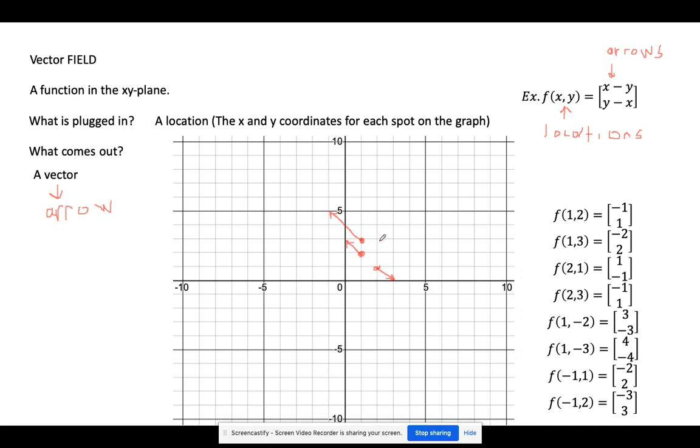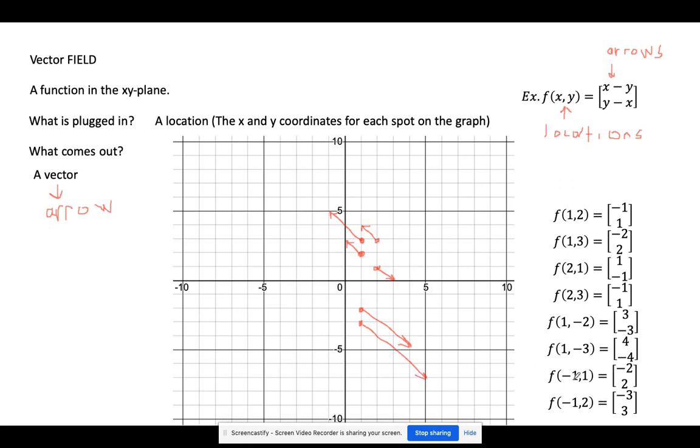2, 3. So 2 now up 3. This one's going to go left 1, up 1. Kind of like that. Okay, 1, negative 2. So now we're going down. This is my spot, 1, negative 2, and this one's going to go to the right 3, down 3. 1, negative 3, so we're down 1 more here. To the right 4, down 4. And so that's going to look like that.